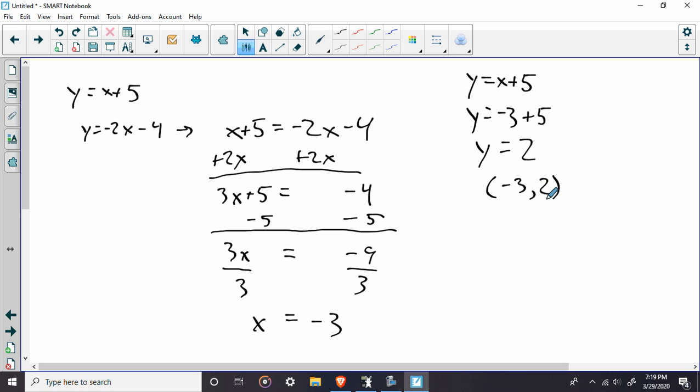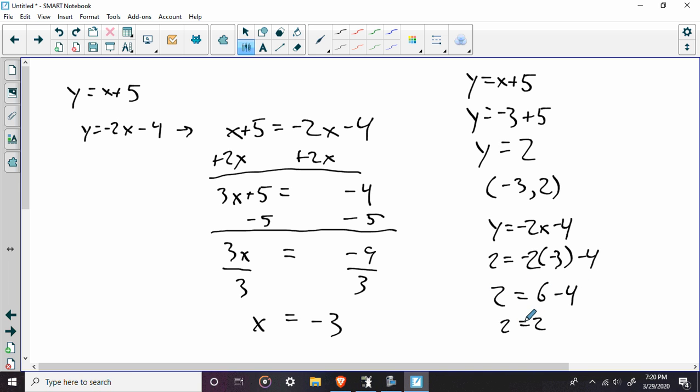If you want to check your answer, plug it back into the other equation. y is equal to negative 2x minus 4. y is going to be 2, and x is going to be negative 3. Well, negative 2 times negative 3 is 6. 6 minus 4 is going to be 2, so it works, and this is our answer.